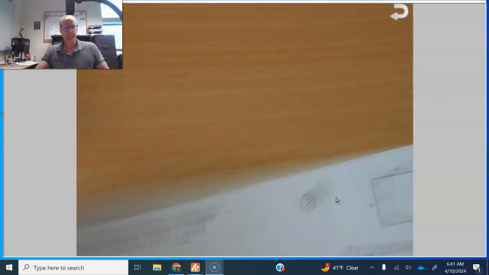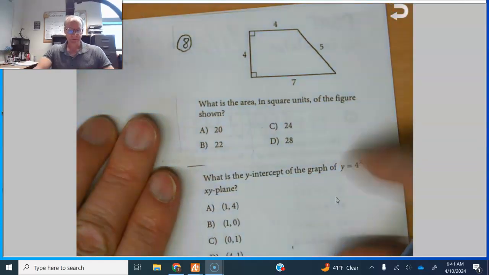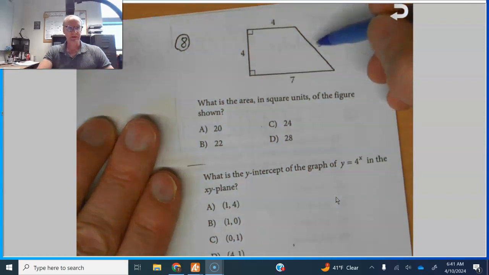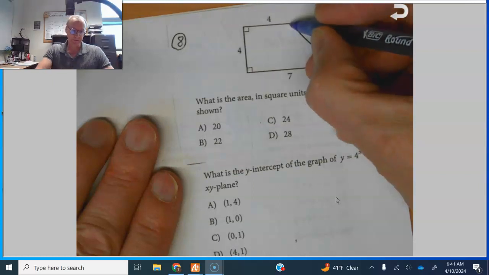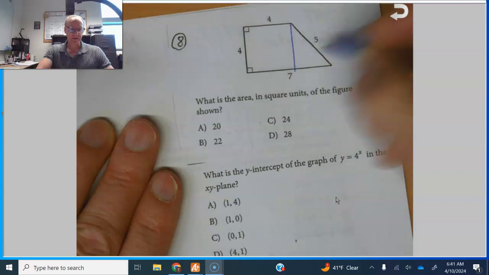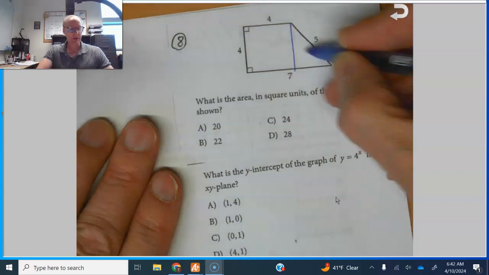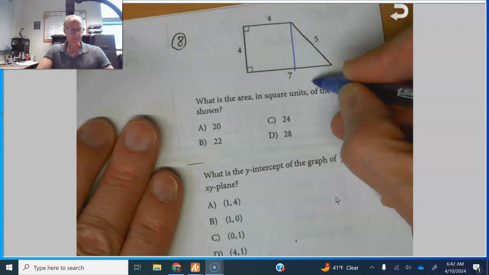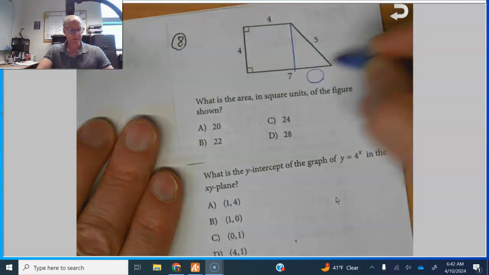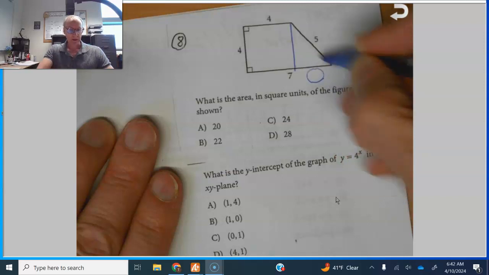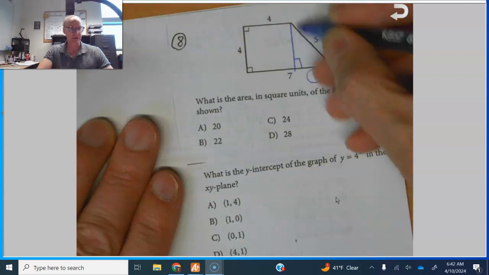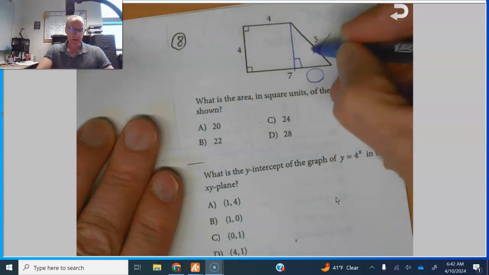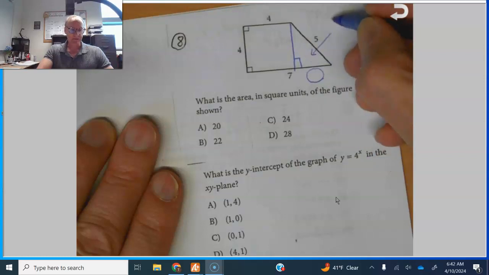All right, number 8. Oh, I really like this one. This is called a trapezoid, and the easy way to understand it and to find your area is to divide it into 2 figures. We've got a square over here, and we have a triangle over here. You need to find this missing piece right here. This is going to be the base of the triangle. And then you also need to find the height of the triangle, but it should be clear what the height of the triangle is. And remember, the area of a triangle is 1/2 times base times height.